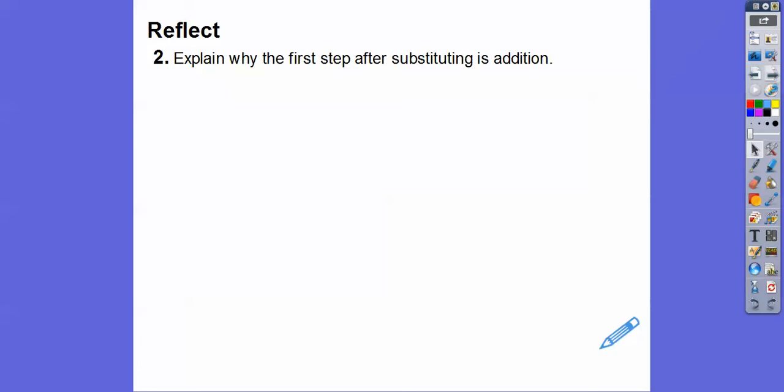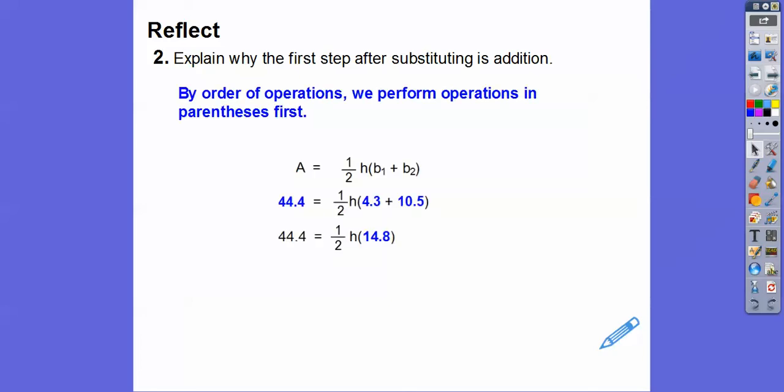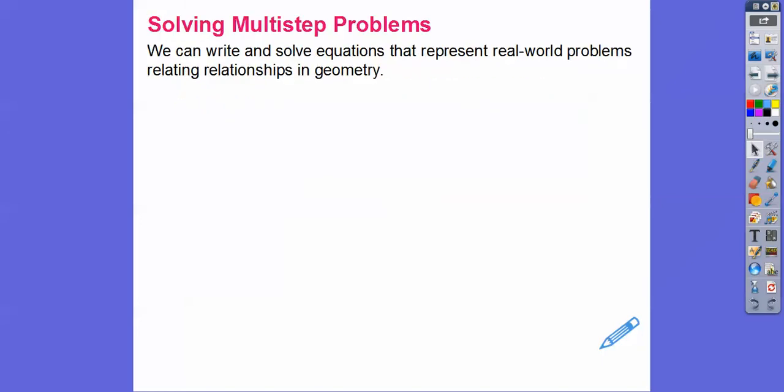Okay, so explain why the first step after substituting is addition. Well, remember the order of operations says we have to do parentheses first, so that's why we had to go ahead and add those two pieces together. So we can write and solve equations that represent real-world problems that relate to other relationships in geometry.